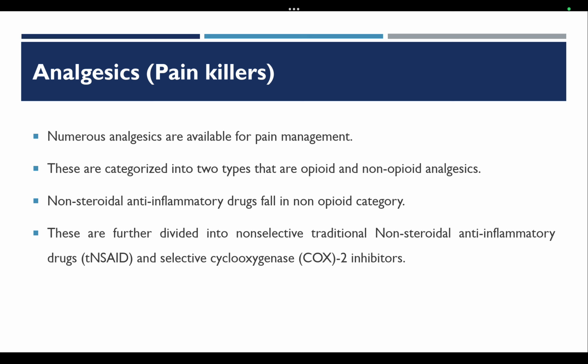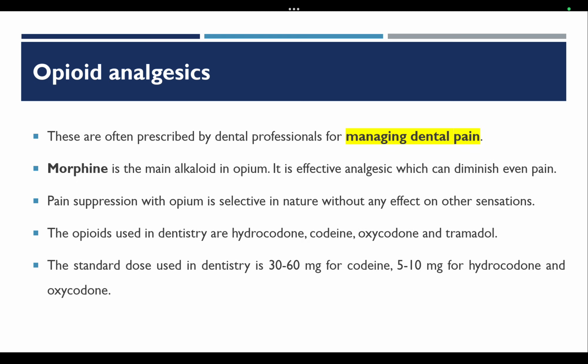Okay, the opioid, the famous drug, is morphine, and the non-opioids fall under non-steroidal anti-inflammatory drugs such as aspirin, and these are further divided into non-selective and selective. The non-selective are known as NSAIDs, and the selective are known as COX, cyclooxygenase inhibitors.